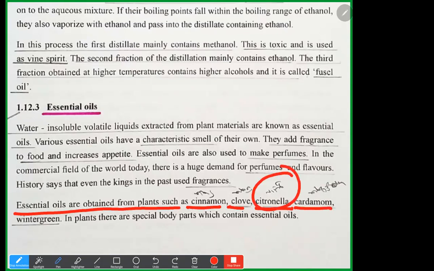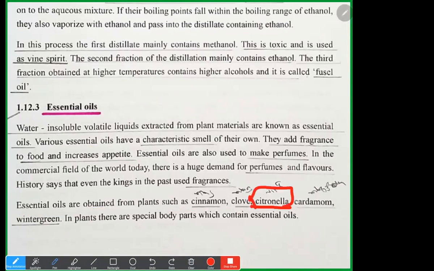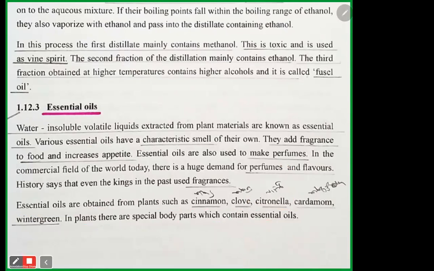Citronella means pangiri. Do you have this experience, pangiri? I don't remember exactly, but as I remember, it has a little weird smell, like you can't bear this citronella smell. And wintergreen. Wintergreen is again a plant which gives a good smell. In plants, there are special body parts which contain essential oils.